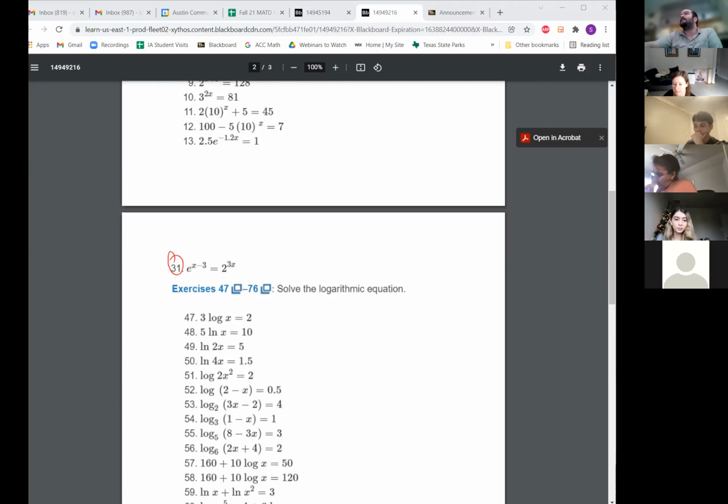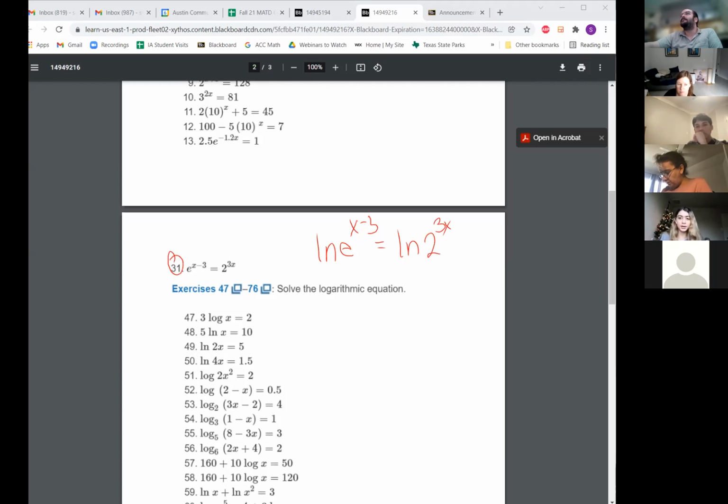So then would it be the ln of e to the power of x minus 3? The reason the ln might be handy is because we have an e base. Or you could have done log base 2 also because there's a 2 base on the right. So either one. Okay, then what would we do?